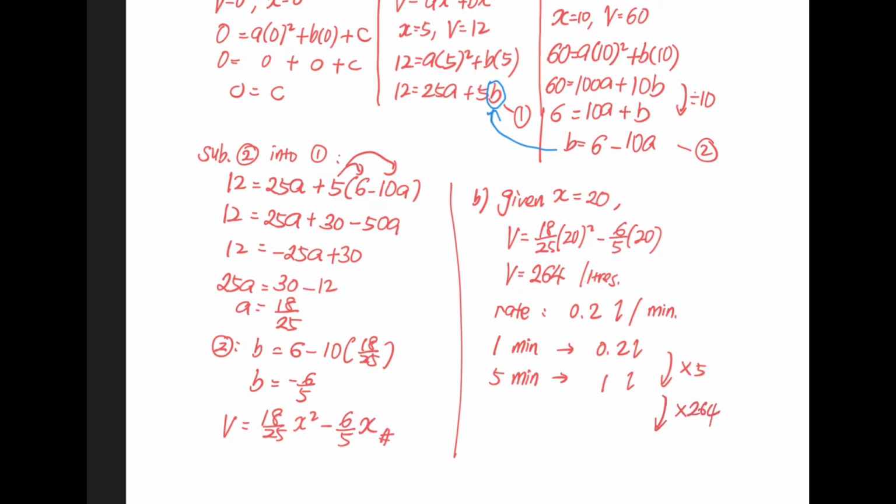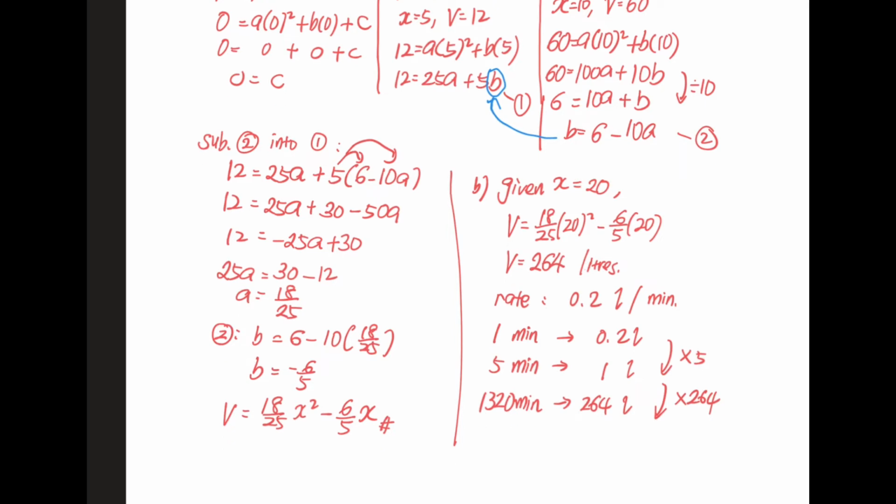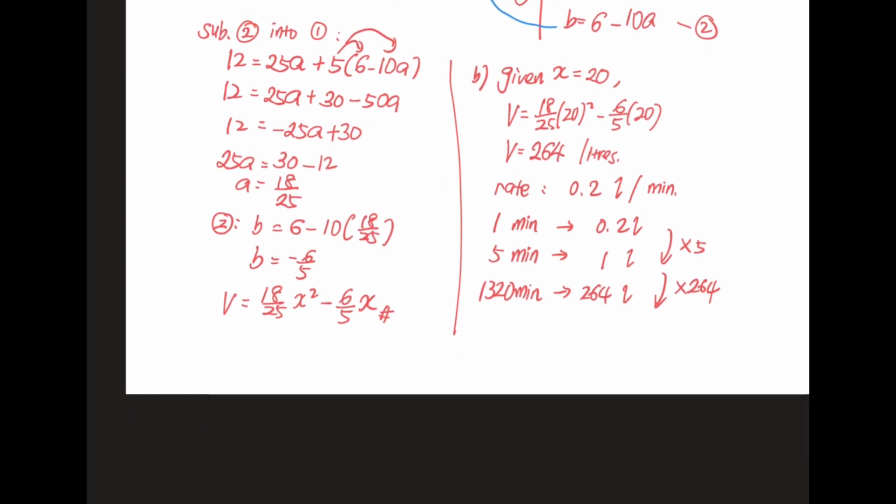264. So I multiply by 264 on both sides. So of course here I get 264 liter. And on the left hand side, 264 times 5, I get 1320 minutes. So it takes 1320 minutes to get 264 liter.